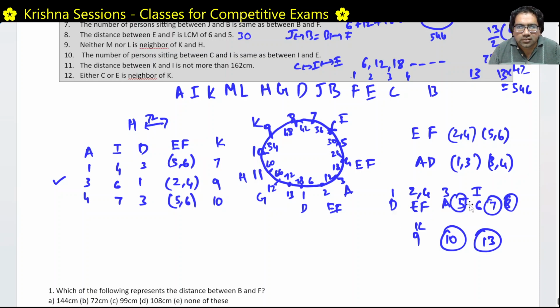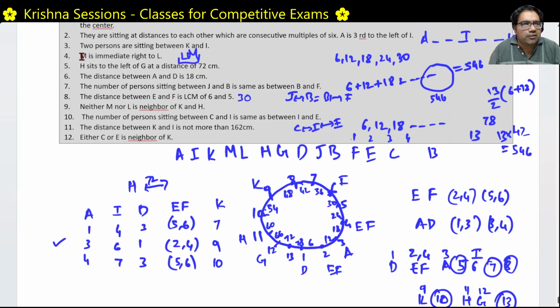Out of 13, we have taken D for 1, 2 and 4 for E and F, 3 for A, then 5 is empty, then 6 we have taken for I, 7, 8 are empty, 9 we have taken for K, and 10 is empty, 11, 12 for H and G, this is also fixed, then 13 is empty. Right. Now we have one more condition where M and L have to be together, condition number 4, which is saying M is immediate left, immediate right to L.